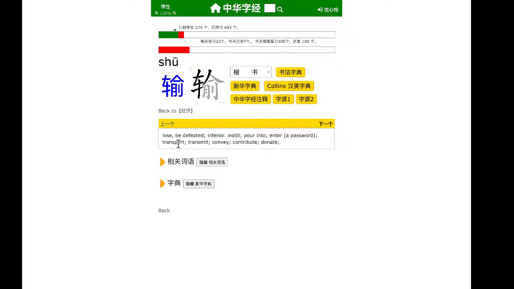输 means to lose or to be defeated. Things that are inferior. It's also used for pouring something into, like a liquid or a thread. Inserting something. Enter a password, transport, transmit. I think it specifically has the connotation of a narrow stream of stuff entering through a small opening. Also means transmit, convey, contribute, and donate. But in this context, we're referring to loss.